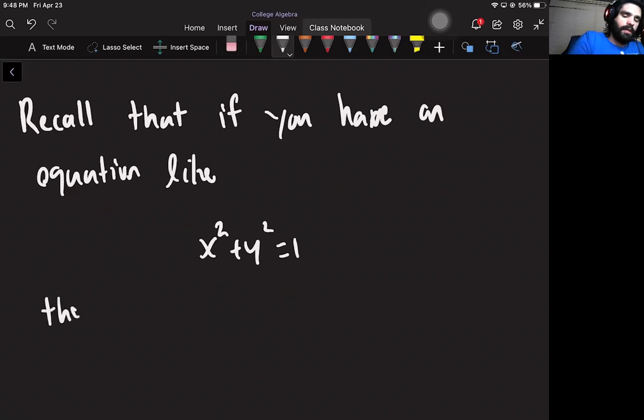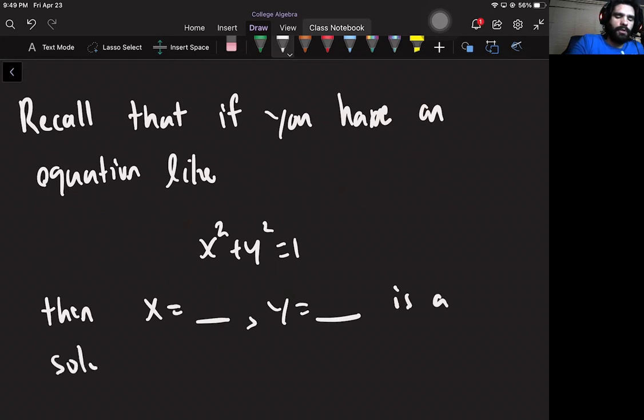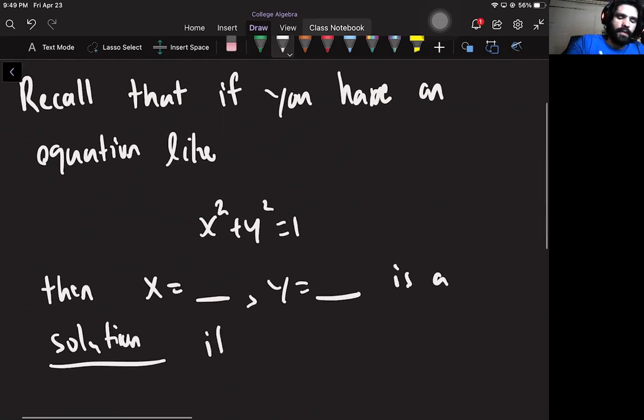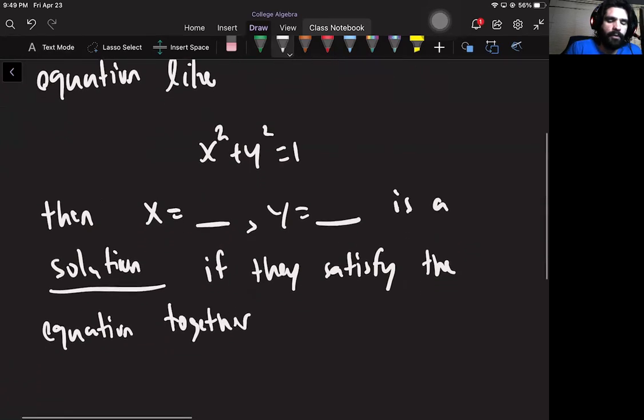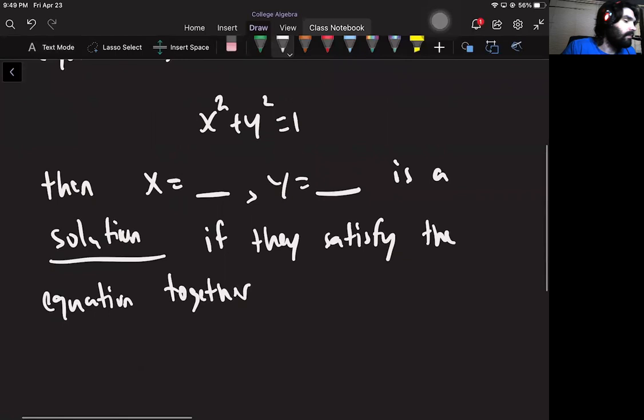Then what does it mean for something to be a solution? You say x equals blank, y equals blank is a solution. What does it mean to be a solution? It means that they satisfy the equation together, meaning that when you put the two numbers in, you get something that makes sense.